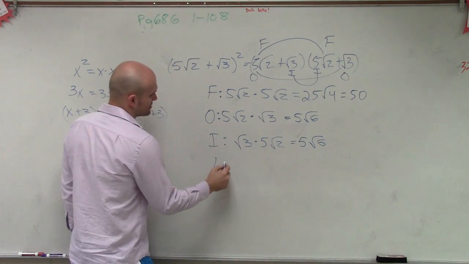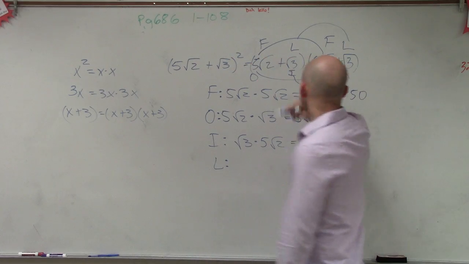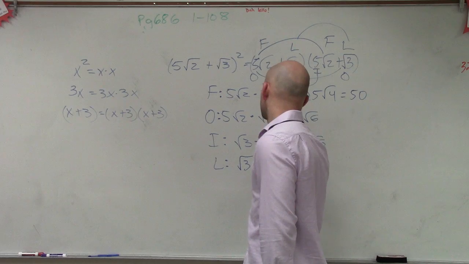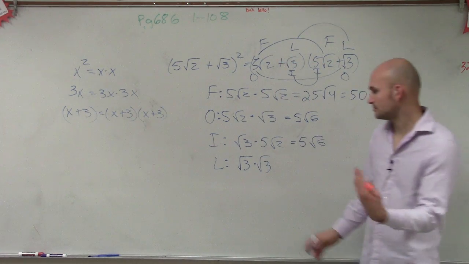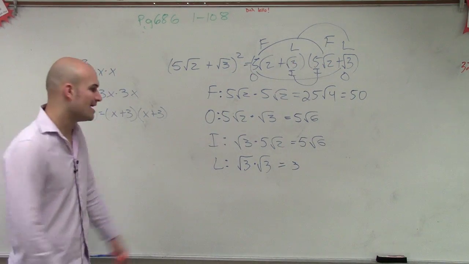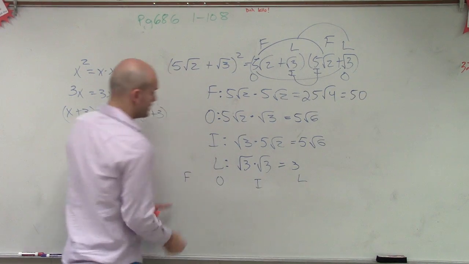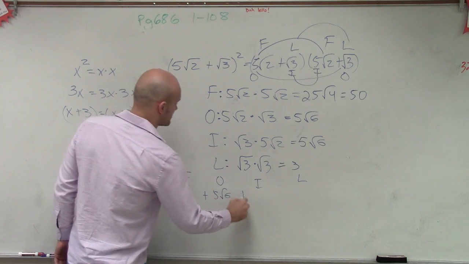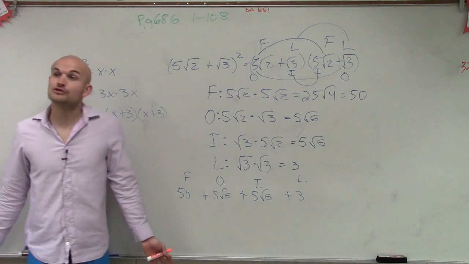And then we'll do the last terms. So we have square root of 3 times the square root of 3. And square root of 3 times square root of 3 is the square root of 9, which is equal to 3. So when I have that, now I can spell out FOIL for what all their terms are. So we can say it's going to be 50 plus 5 square root of 6 plus 5 square root of 6 plus 3.